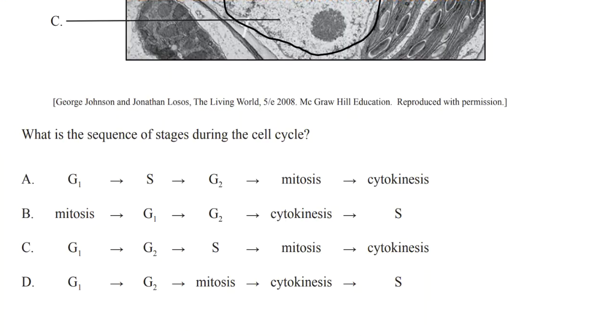What is the sequence of stages during the cell cycle? In the cell cycle, we have interphase followed by mitosis and cytokinesis. So it goes G1, S phase, and G2. That seems to be correct. This one is incorrect, this order is incorrect, and this order is definitely incorrect. So A is the correct answer.